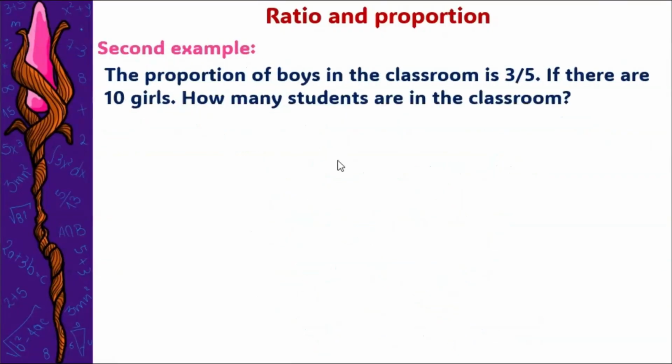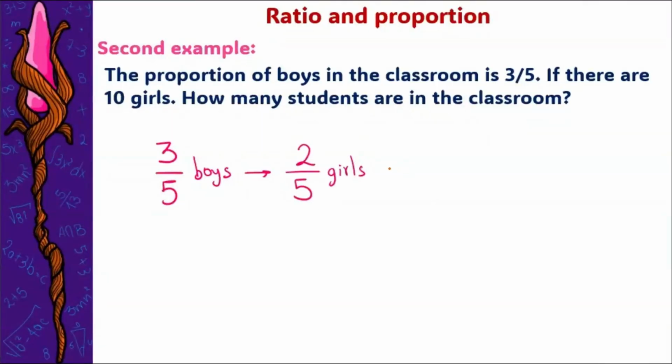Let's check the second example. The proportion of boys in the classroom is 3/5. If there are 10 girls, how many students are in the classroom? Okay, the proportion of boys is 3/5, 3 out of 5. That means the proportion of girls is the remaining fraction. So if the total is 5 and there are 3 boys, that means there are going to be 2 girls for each 5 students. So the proportion of girls is 2/5.